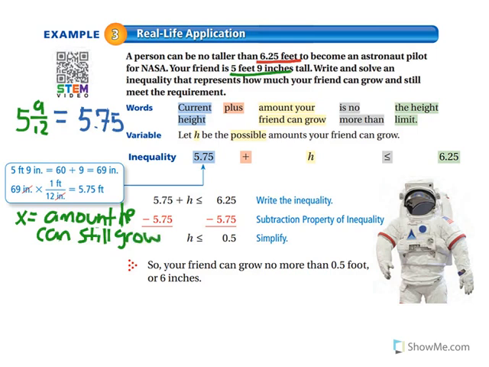That's what he can still grow. We don't know what that amount is yet. That's our unknown, and it's what we want to try to find out. And so what do we know?